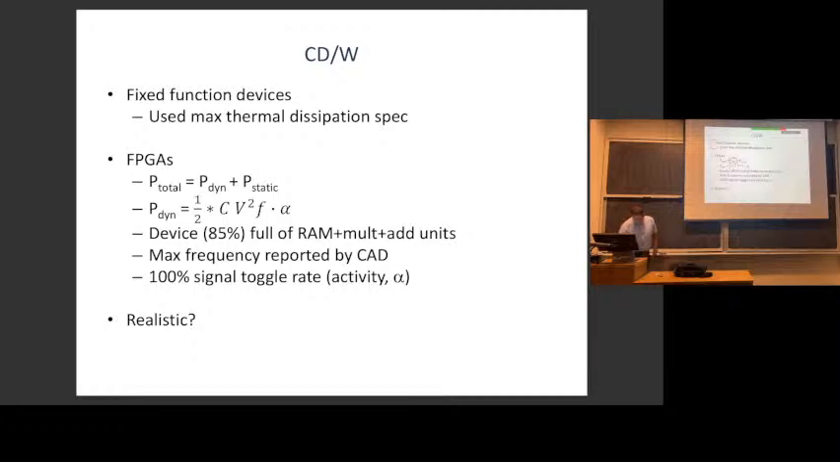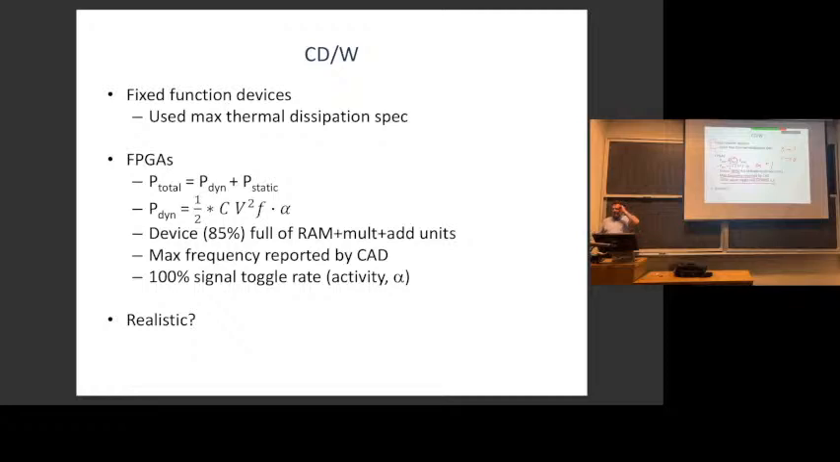The device is 85% full, so it's pretty full. They take the maximum frequency reported by the CAD tool, which makes sense because they use that same maximum frequency to get how much compute. They assume alpha is 100%. So alpha equals 1 for them, which means every single gate in the design changes every single cycle, or the average lookup table, RAM output, routing wire, etc., that's used by the design changes every single cycle from either a 0 to a 1 or from a 1 to a 0.